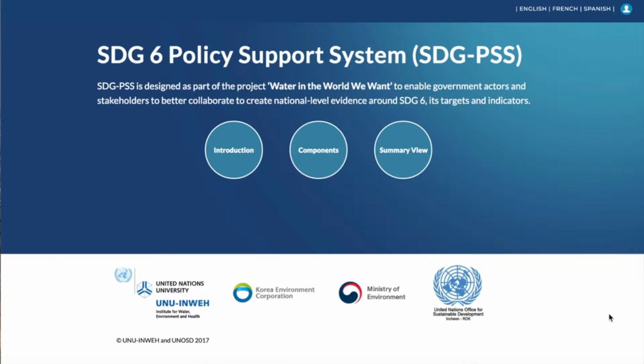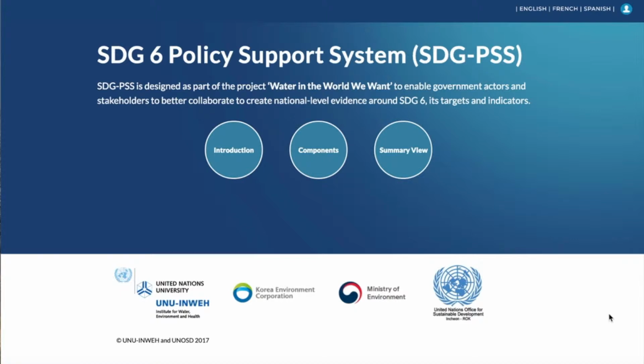The SDG PSS is an online and free system. This system was designed as a collaboration tool that can be used by water professionals and policymakers, either working on national teams or independently. First and foremost, anyone who wants to use the SDG PSS needs to create an account, and the registration is done very easily following the instructions.